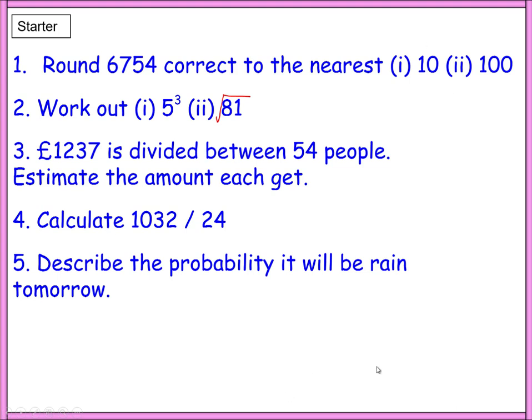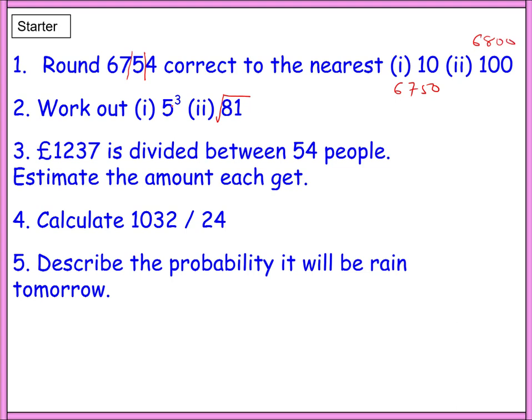Question 1. Okay, good. Question 1. Round 6,754 to the nearest 10. So the nearest 10 means we're going to put our line between the 5 and the 4. The 4 doesn't affect the 5 because it's less than 5, so it leaves us with 6,750. To the nearest 100, the 5 does affect the 7 because it's 5 or more, so that gives us 6,800 to the nearest 100.